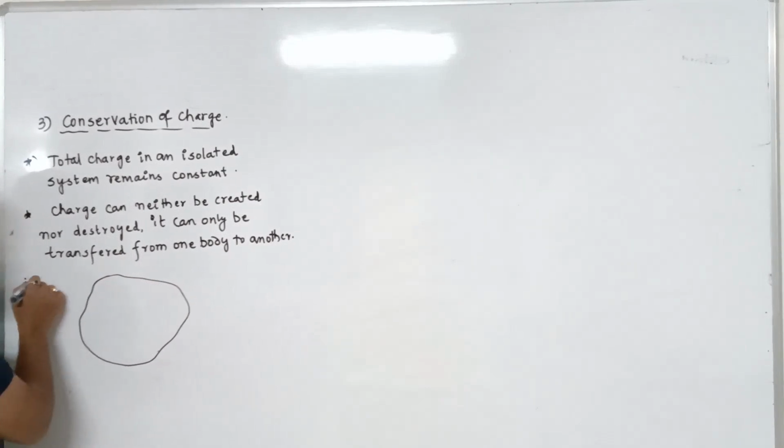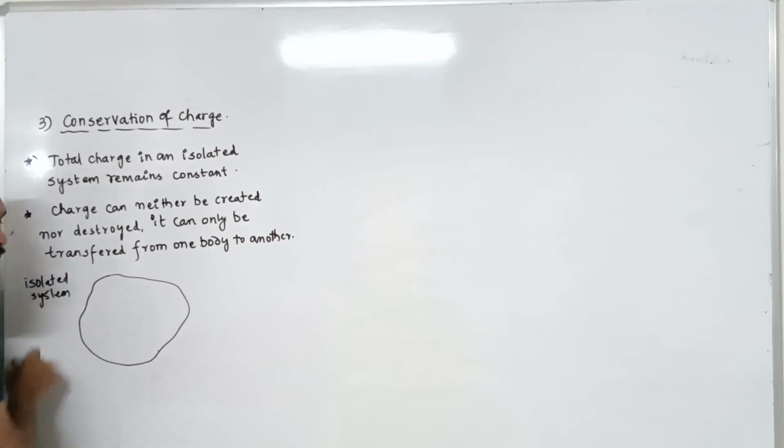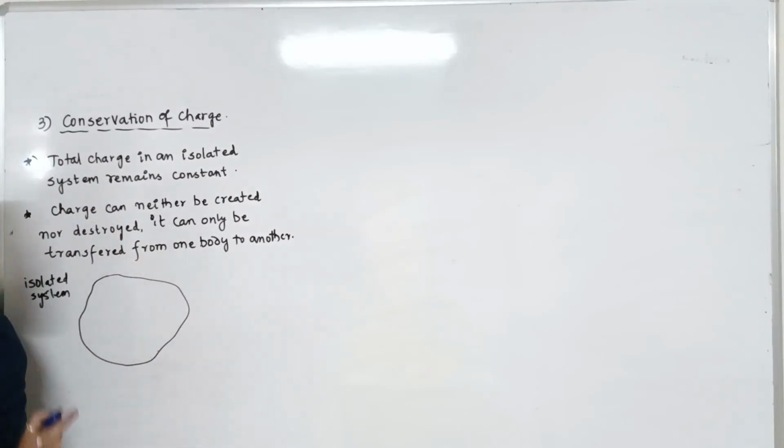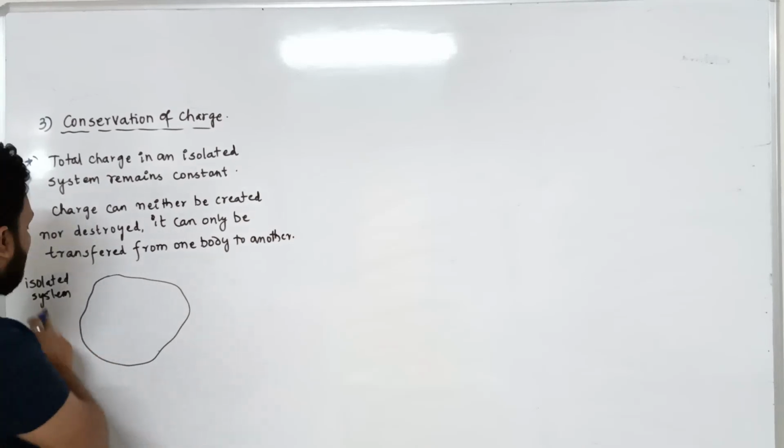Let's say this is the isolated system. Isolated system मतलब क्या है? No charge is allowed to enter the system or leave from the system. This system we are calling an isolated system.